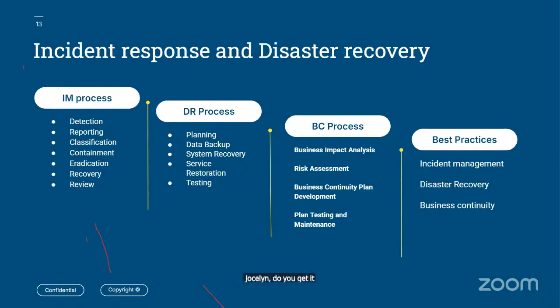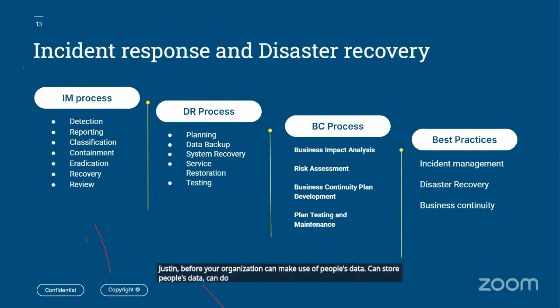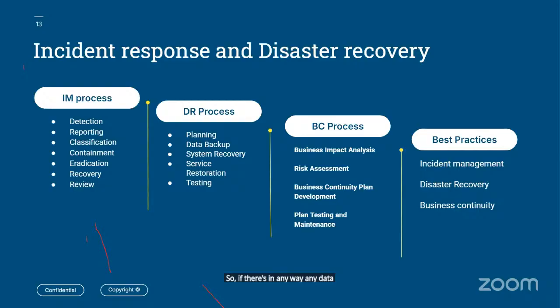Do you get it? So you need to undergo a lot of processes that are meant to be in place before your organization can make use of people's data, store people's data, or even retrieve or collect people's data. So if there's any data breach from your organization, let's say from Google, for example, there are a lot of fines, penalties, and in fact it can even result in business termination. So that is another aspect that you need to look into.